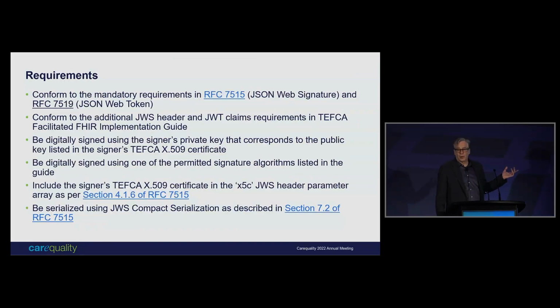So some of the technical requirements, because there are technical people here. It's RFC 7515, that's the basic JSON Web Signature. 7519, that's for JWTs. The JWT header and JWT claims, to the Carequality facility. I really didn't do a good job of copying that over. It corresponds to your Carequality ID. Pretend it all says Carequality.